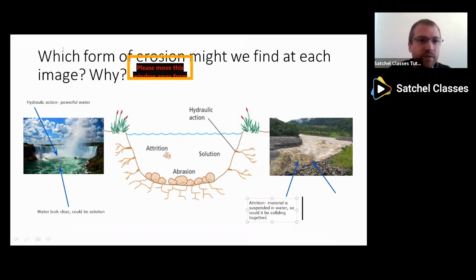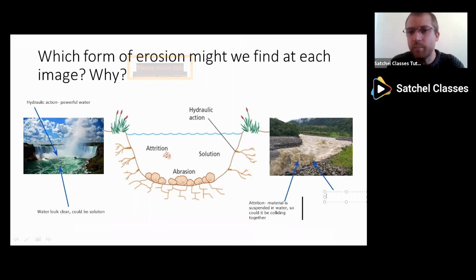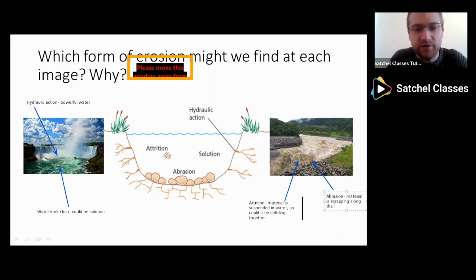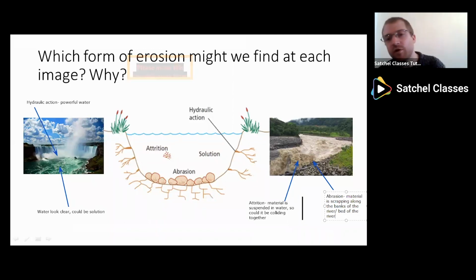We can also make an assumption with our other arrow. Looking at the sediment on the banks of the river, we could also assume that abrasion is taking place. So material is scraping along the banks of the river. And potentially what we can't see is also the bed of the river, because the water is murky.